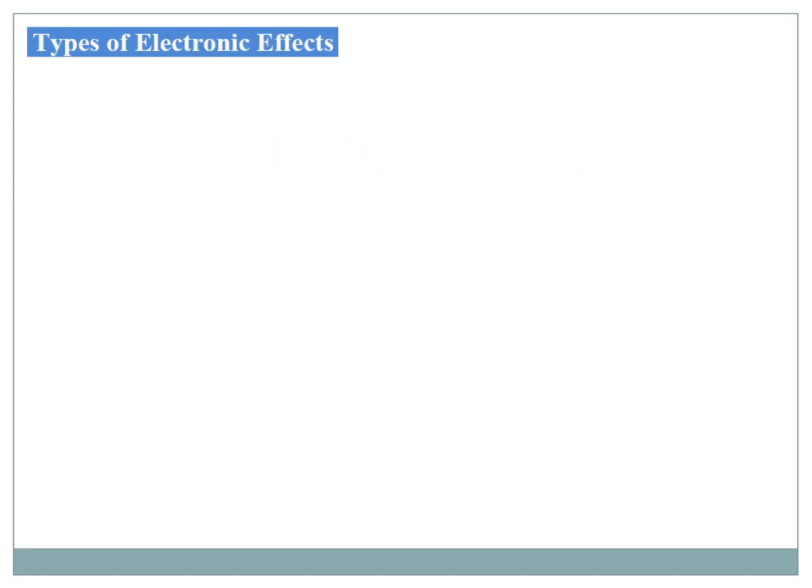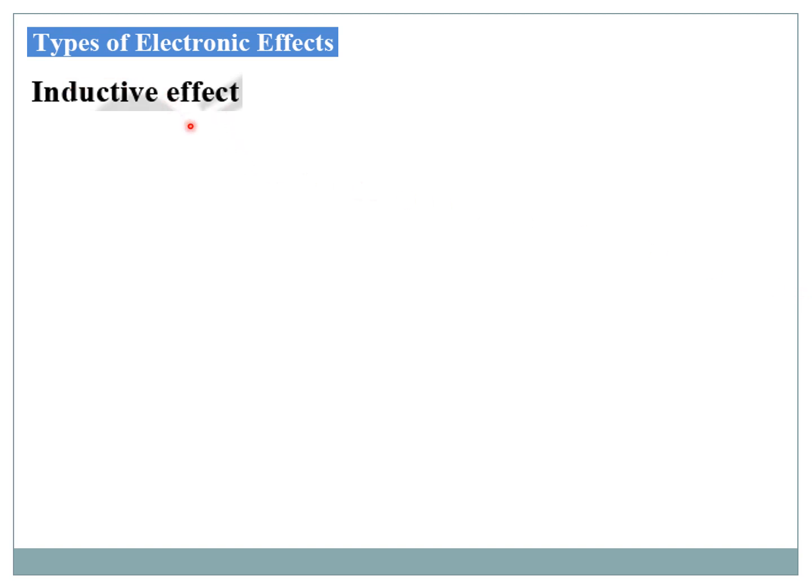Today I am going to discuss types of electronic effects. These electronic effects help explain the acidity and basicity of organic compounds. There are mainly four types of electronic effects. One of them is the inductive effect.